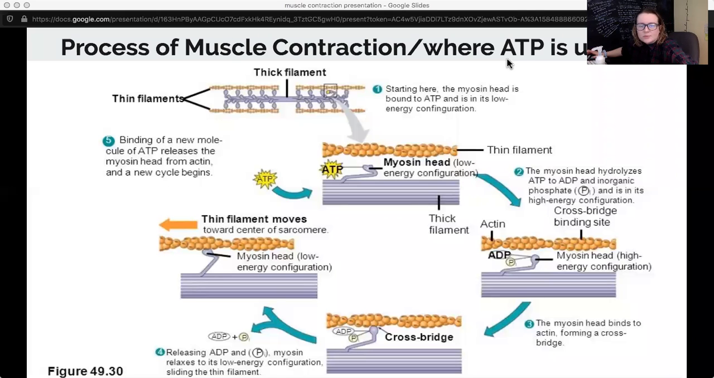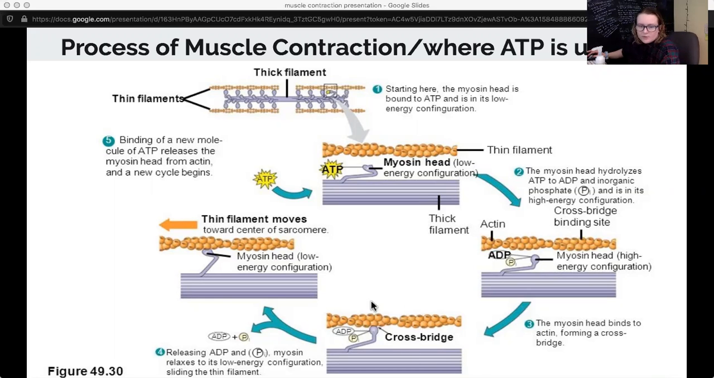After the myosin has been exposed, the ATP can bind to the myosin head, which is initially in its low energy configuration. The ATP hydrolyzes into ADP, adenosine diphosphate, and an inorganic phosphate, which phosphorylates the myosin head. The myosin head gains energy and changes shape into its high energy configuration. With the ADP and inorganic phosphate present, it binds to the actin, making what's called a cross bridge.